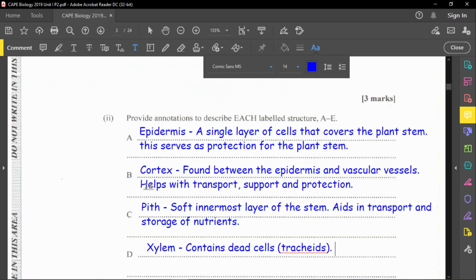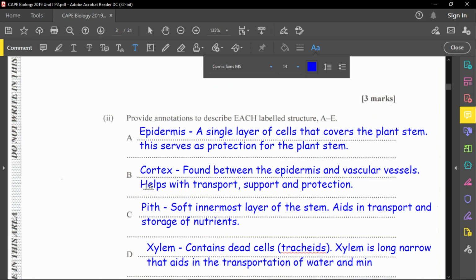Xylem is a long, narrow tube, used to transport water, that aids in the transportation of water and mineral salts.